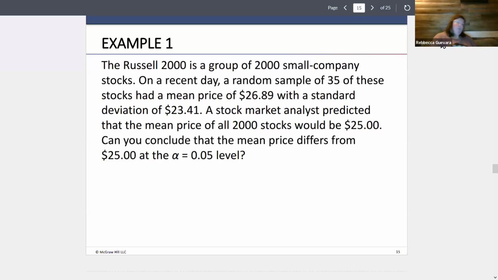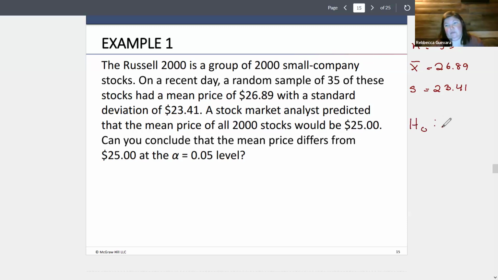All right, so run through this one more time. Figure out what we're doing. The Russell 2000 is a group of 2,000 small company stocks. On a recent day, a random sample of 35 of these stocks had a mean price of 26.89 with a standard deviation from the sample of 23.41. A stock market analyst predicted the mean price of all 2,000 stocks would be $25.